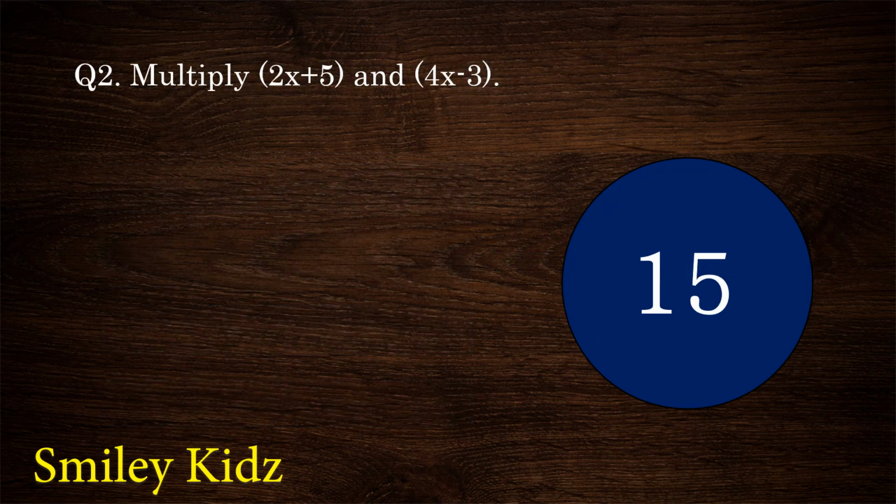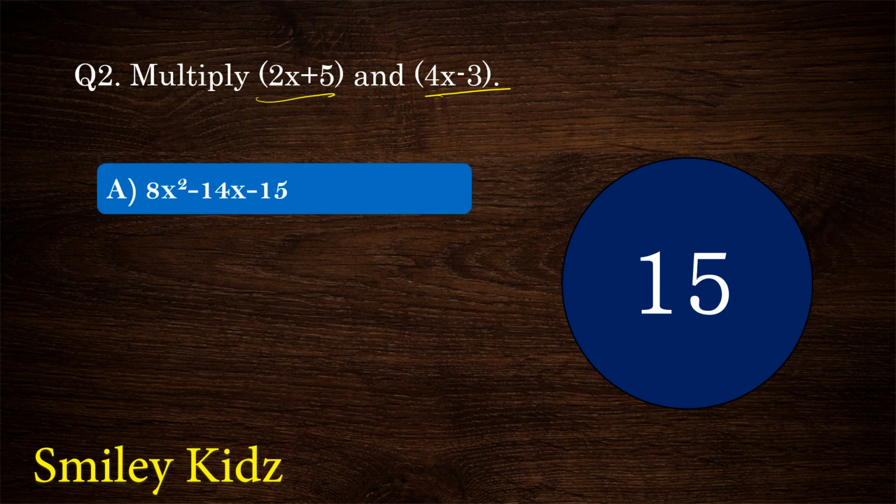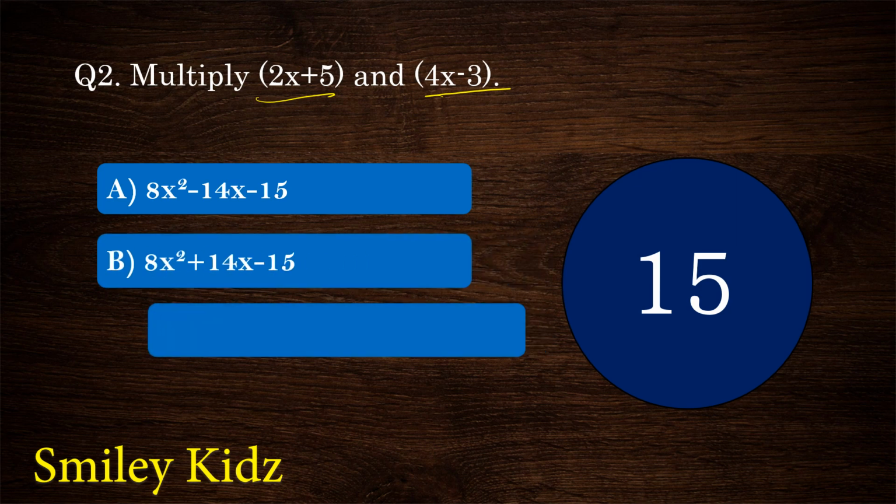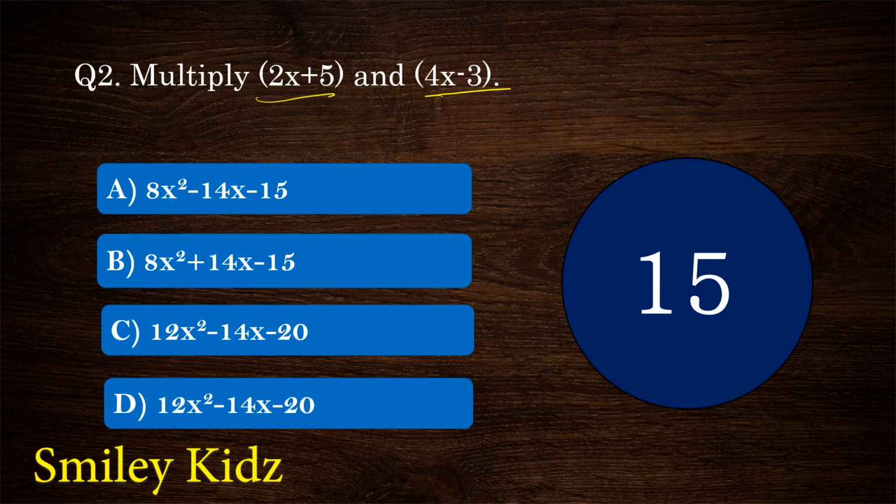Question number 2. Multiply 2x plus 5 and 4x minus 3. The options are A. 8x square minus 14x minus 15. B. 8x square plus 14x minus 15. C. 12x square minus 14x minus 20. Or D. 12x square minus 14x minus 20. Your time starts now.